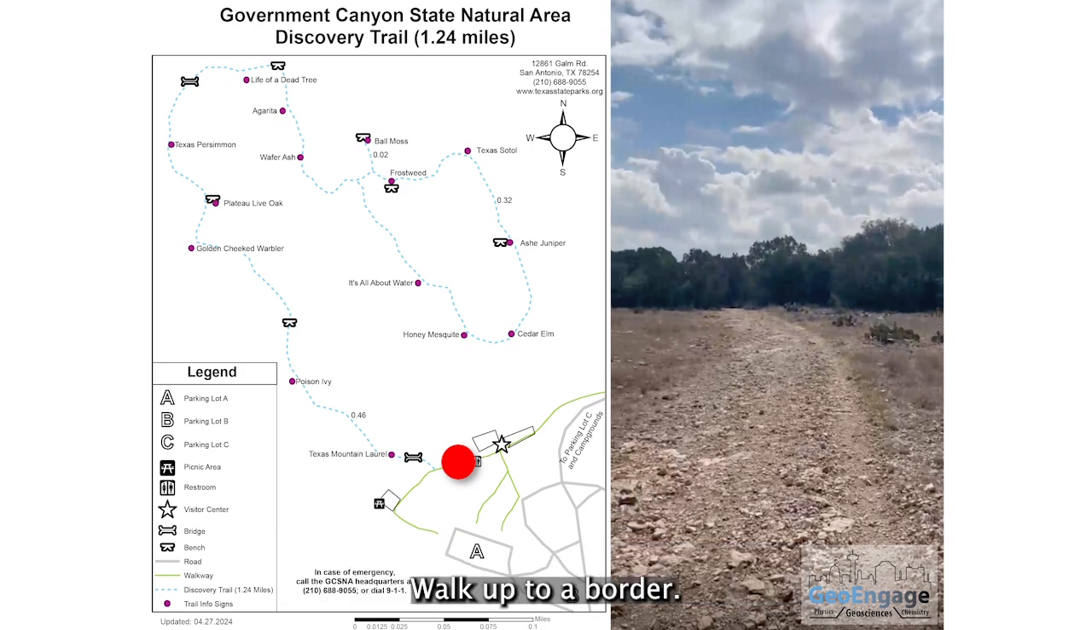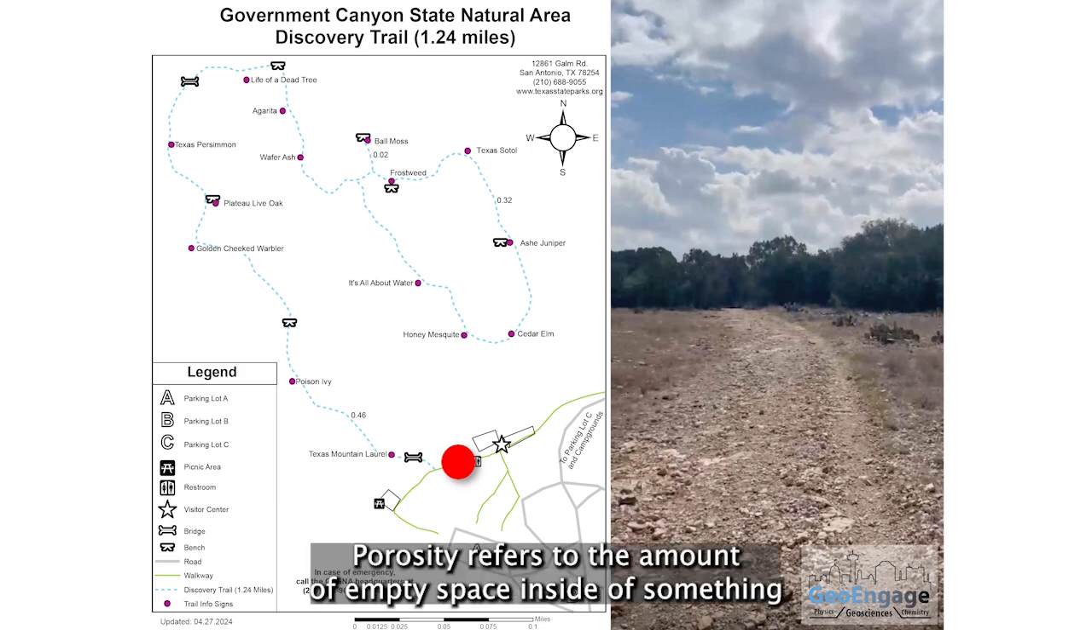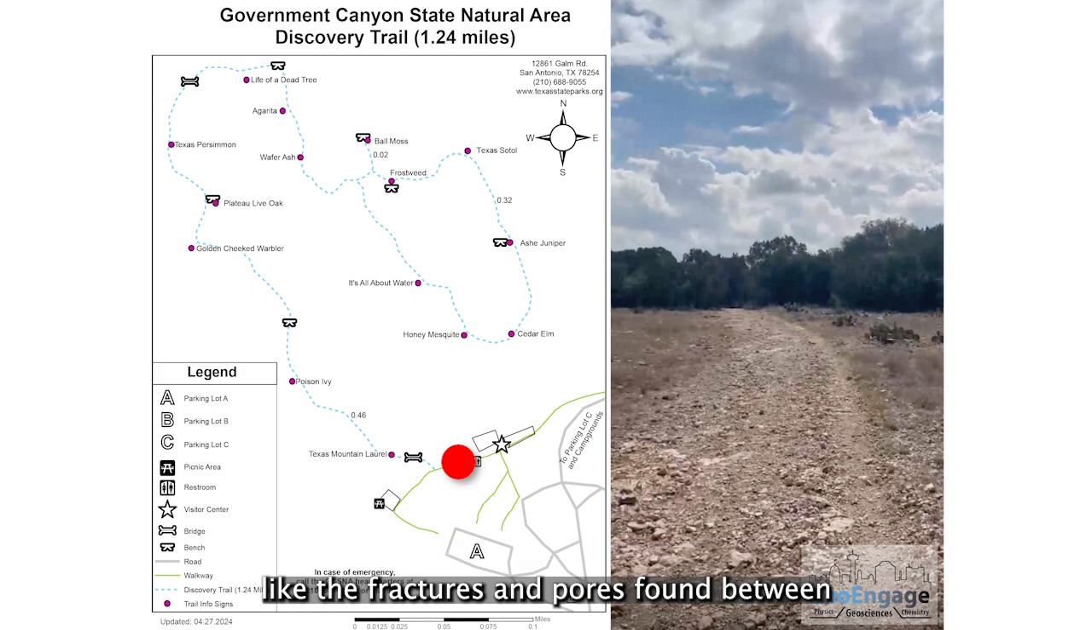Walk up to a boulder. What do you notice about it? Do you see holes and cracks? Geoscientists call cracks fractures and holes pores. Porosity refers to the amount of empty space inside of something, like the fractures and pores found between sand and gravel and within solid rock.